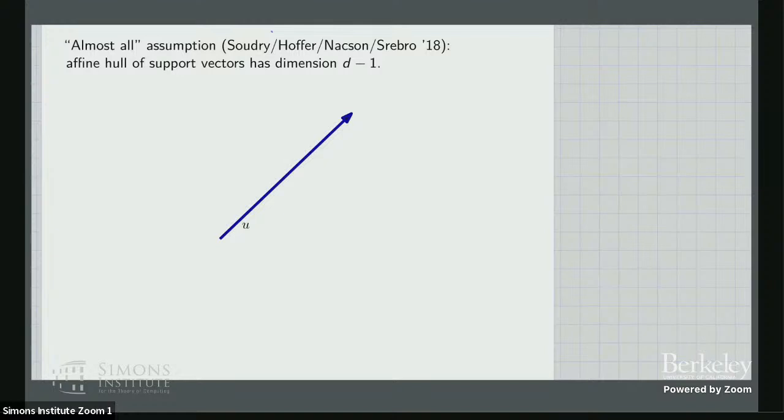So here's a picture. Here's the max margin direction. We're in the linear case right now, and here are all the support vectors. These are data points such that the inner product with the max margin direction is that fixed constant gamma. And we need the max margin direction to be in the interior, or relative interior, of that convex hull. Why does this matter? This is why I like this assumption so much.